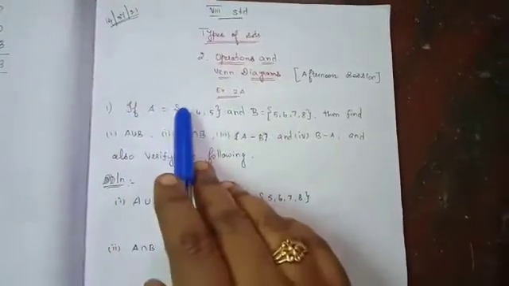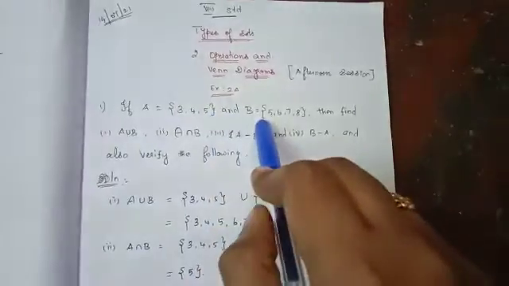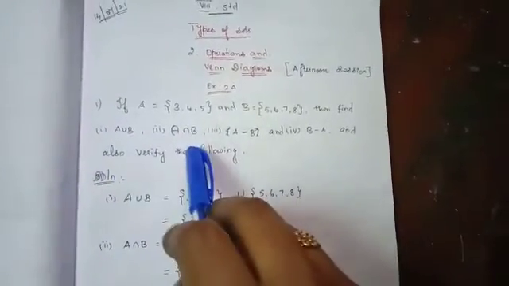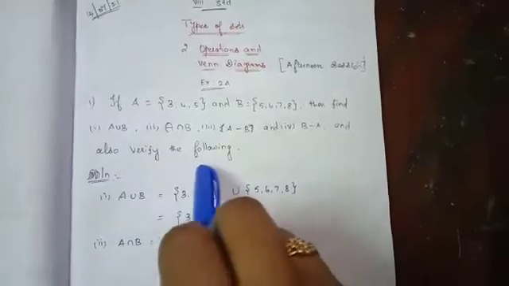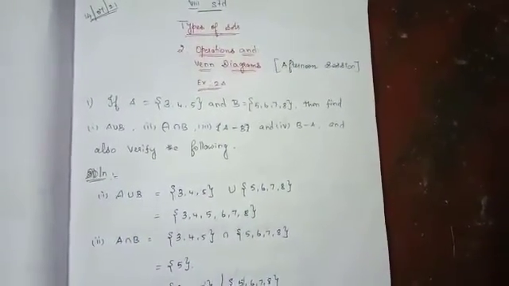If A is equal to the set {3, 4, 5} and B is equal to the set {5, 6, 7, 8}, then find A union B, A intersection B, A minus B and B minus A, and also verify the following. So first of all, you find the first 4 terms.